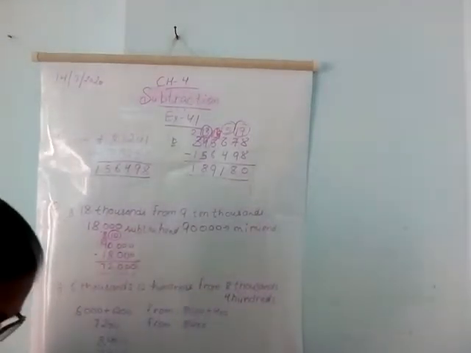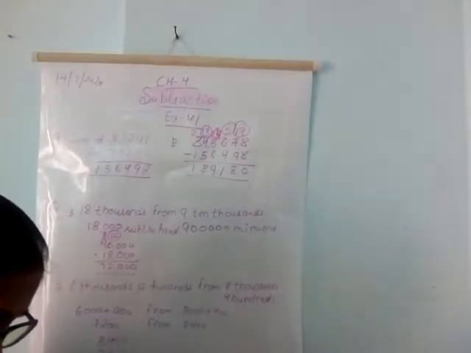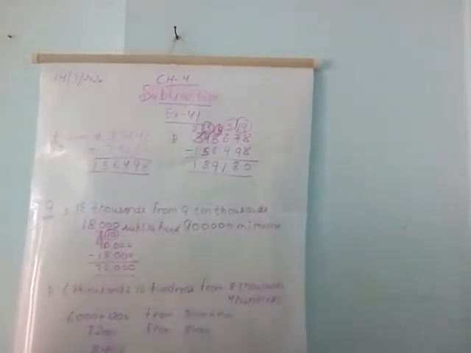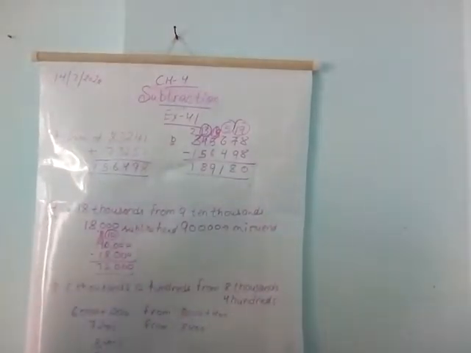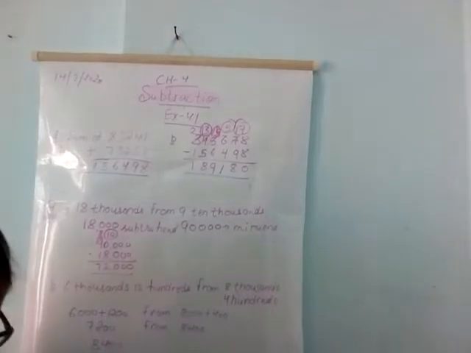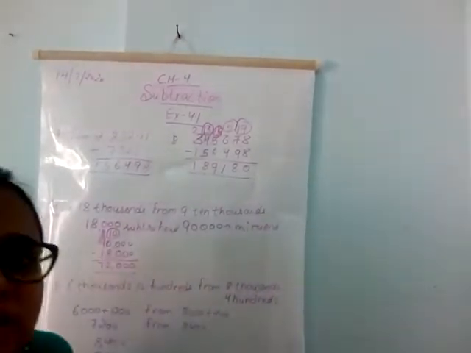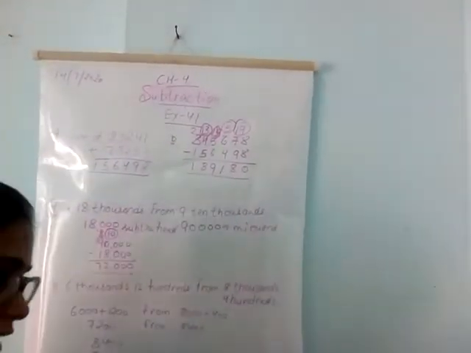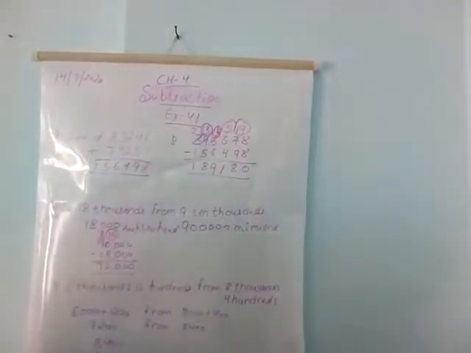Next, question 8. Subtract the sum of 1,34,561 and 87,541. It means first of all you have to add 1,34,561 and 87,541. Okay, add both the numbers first, then subtract it from 3,56,789. Now come to question number 9. This kind of question we have done in chapter 3, addition.